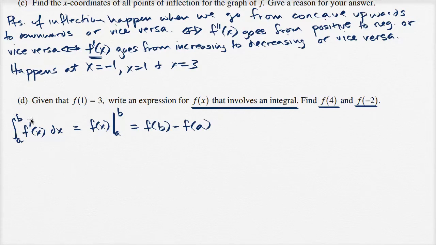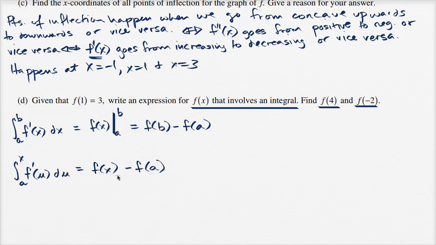All right, so this is interesting. What if, instead of having a b, we had an x there? And if we're going to put an x as one of our bounds of integration, we'll use a different variable for our integration here. So let me write it this way. If I had the integral from a to x of f prime of u du, what is this going to be equal to? By the same logic, it's the antiderivative evaluated at x, so f of x minus f of a.